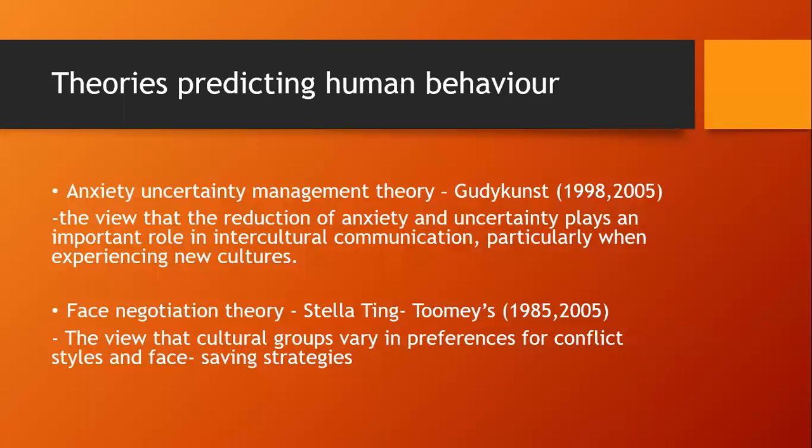We have different types of theories in intercultural communication. First, anxiety uncertainty management theory, from Gudykunst, holds that the reduction of anxiety and uncertainty plays an important role in intercultural communication, particularly in experiencing new cultures. You can use this theory when your research is about how people come into different countries, and most probably studying in a different country is very, very difficult.